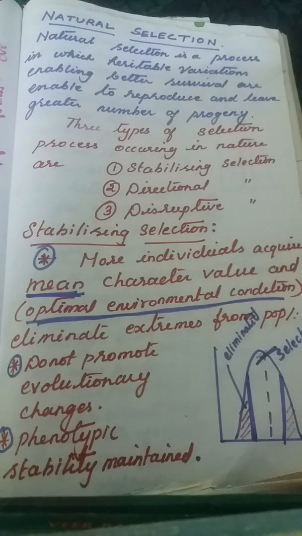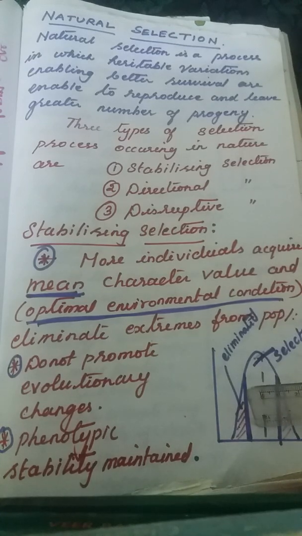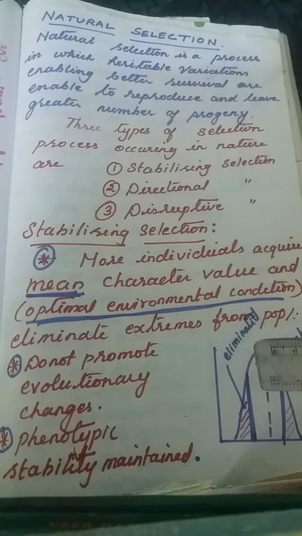More individuals acquiring the mean character value are selected, whereas those found in the extreme parts are eliminated. These organisms can survive in optimal environmental conditions, the average environmental factors they can accept, but the extreme ones are not like that, so they cannot be selected. That is called stabilizing selection.